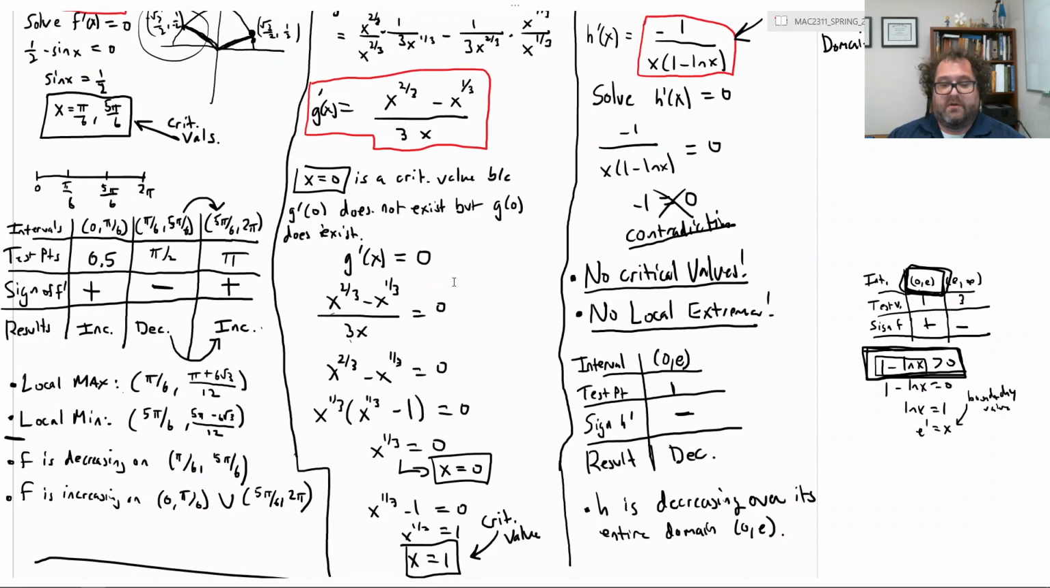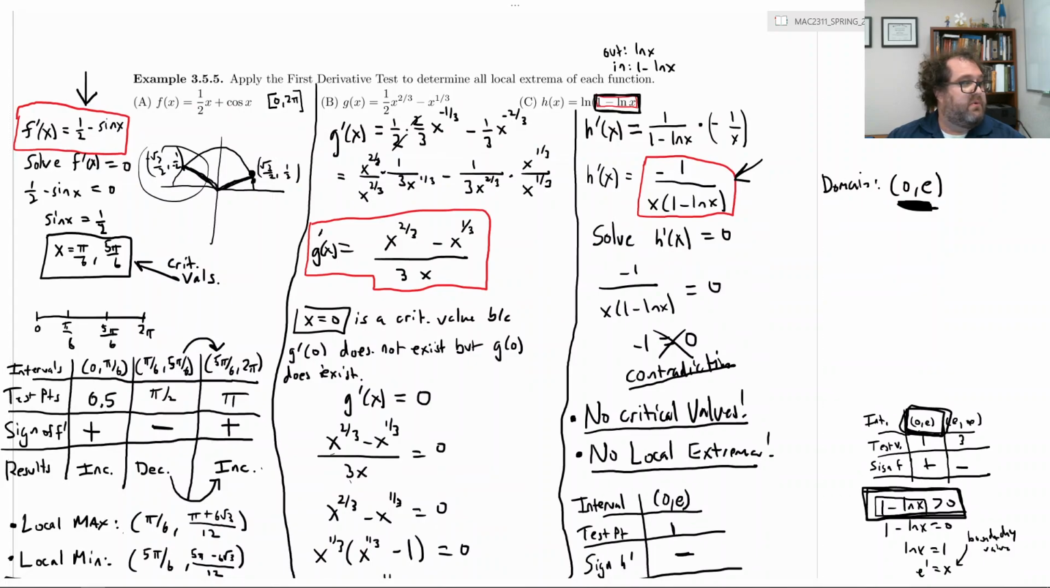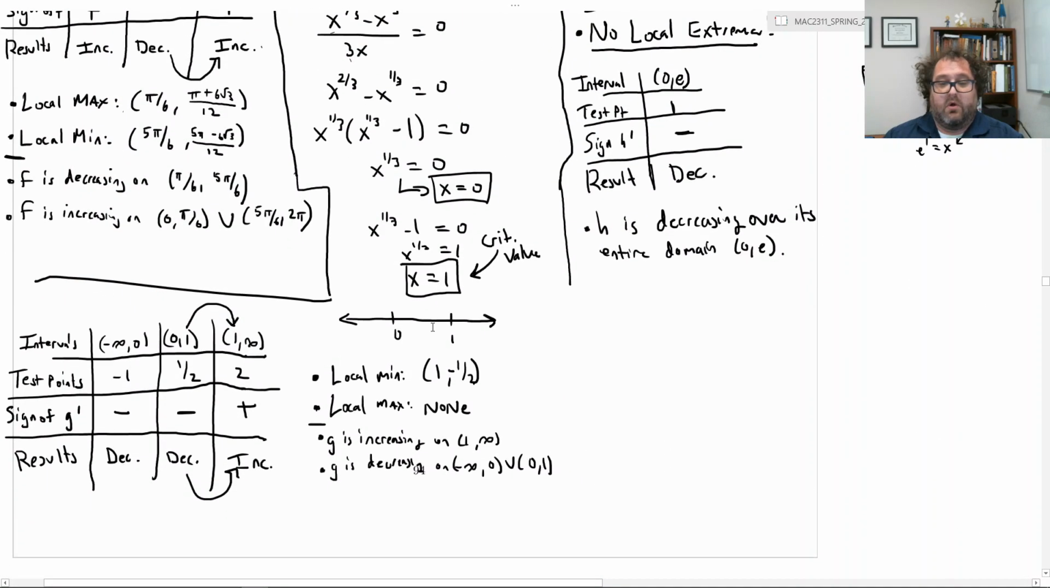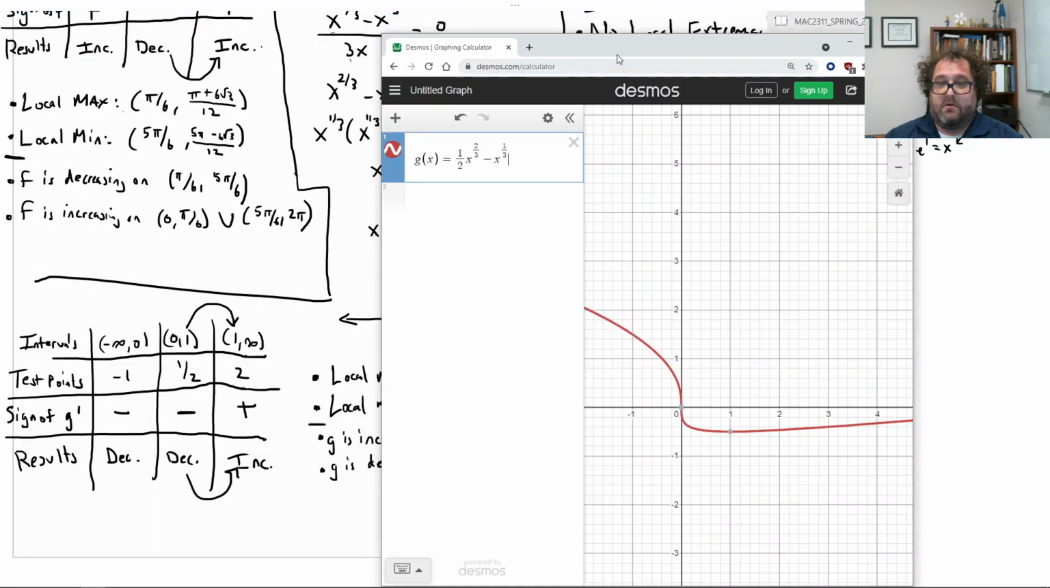Okay. What was the middle function? The middle function was g, which was what here? Let's see if our solutions were right. One half x to the 2/3 power minus x to the 1/3 power. Okay, that's an interesting function. So what were our solutions? We said there was no local max, and there was a local min at 1, negative 1/2. Let's see if that matches. Oh, that's not true.